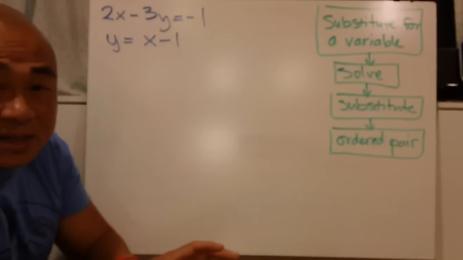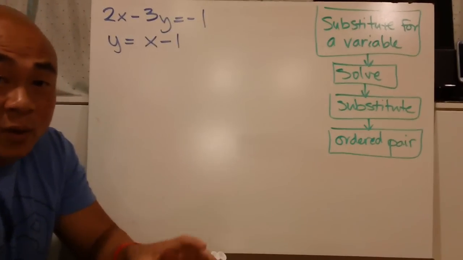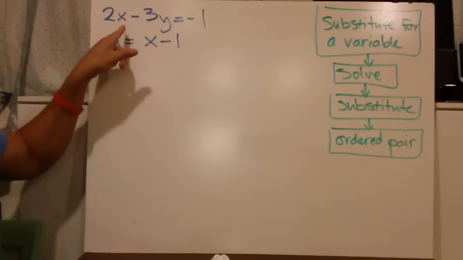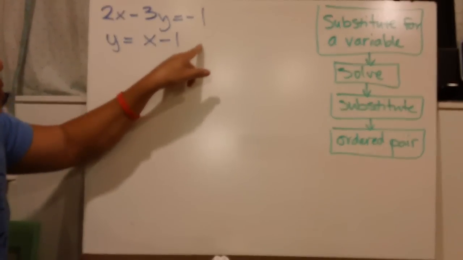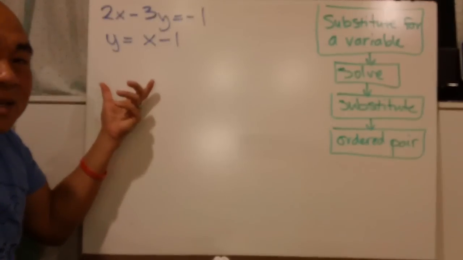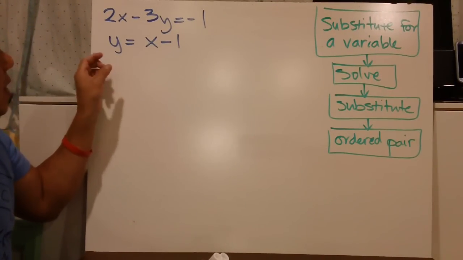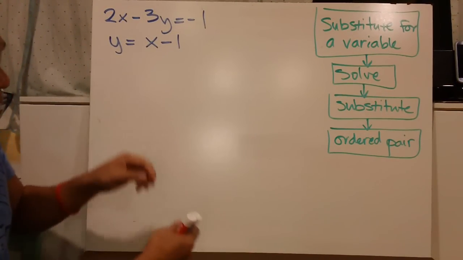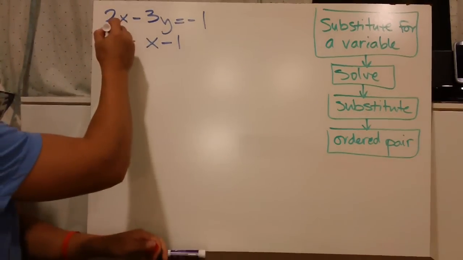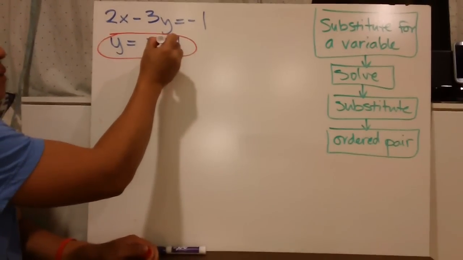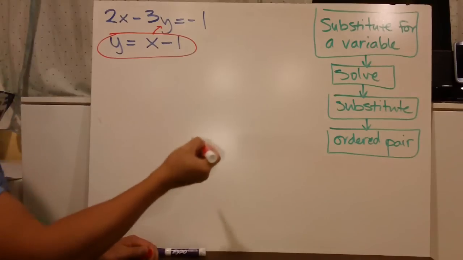Alright, same exact deal. We are solving systems of equations by substituting. Here we're going to look at our two linear equations, and choose the one that makes it easier for us. Since y is already isolated, we're going to choose that one. Everything that we have here, and let me circle this, is going to go into that y.